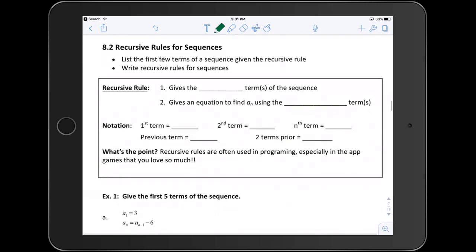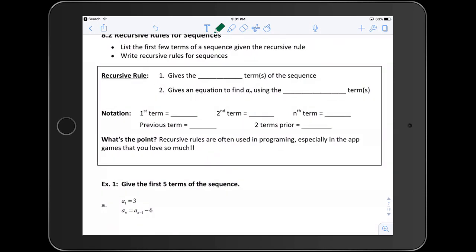Okay, so let's start with just what a recursive is. The first thing is it always gives the first term or terms. Usually it's the first one, but you'll see in our note guide sometimes we do give you the first two terms. It makes for a more interesting kind of sequence. Number two, from there it gives an equation to find the a sub n using the previous terms. So that's the big difference between recursive versus explicit.